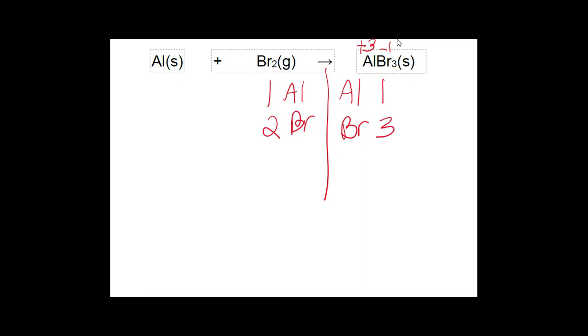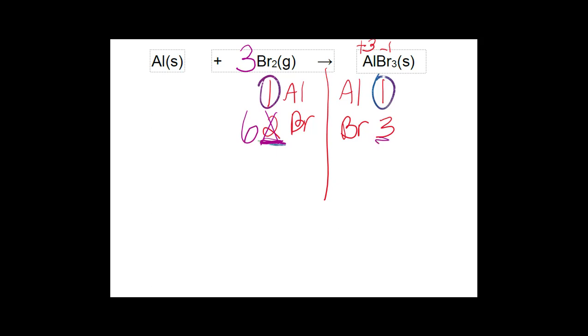So like I said, I like to go top down and we can see my aluminums match, good. And the left side, I need more bromines. So notice the problem though. If I multiply my left side by 2, that would give me 4 bromines, and that's not going to match the right side. So when that's the case, I like to think of what's the least common multiple that they have in common. And in this case, I would like to get to 6, because if I have 2 and I multiply this side by 3, that can give me 6 bromines.